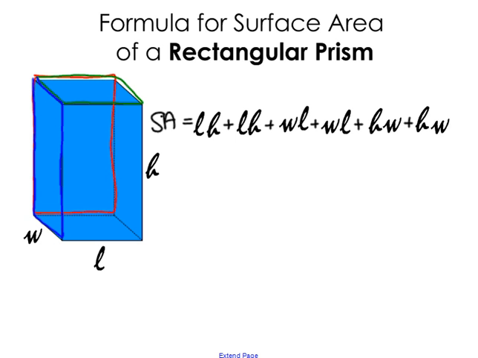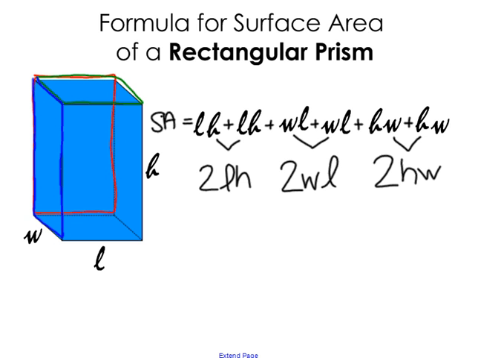Now that formula will work, it's perfectly fine, but it's a little bit long, so we can actually condense things just a little bit. If we know that the front and the back are the same, left and right are the same, top and bottom are the same, we can actually combine all of our like terms. So length times height plus length times height, there's 2 of those, so I can just do 2 times length times height. And then we can do the same thing for width times length. There's 2 width times lengths, and there are 2 height times width. So still a valid formula for surface area.